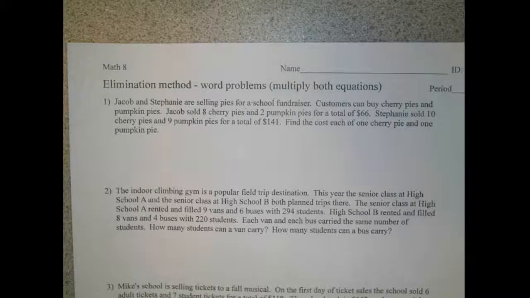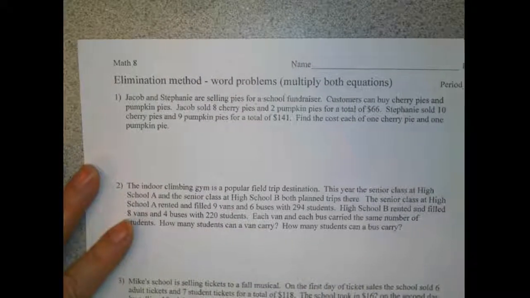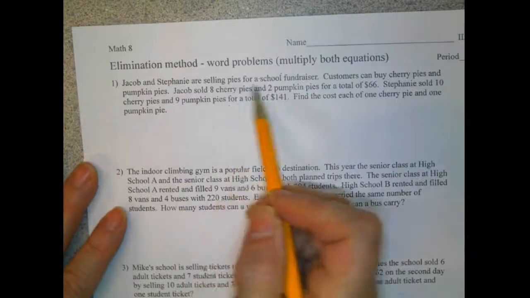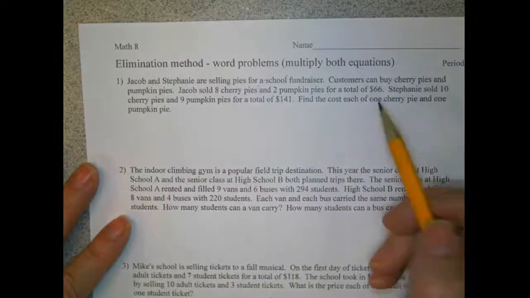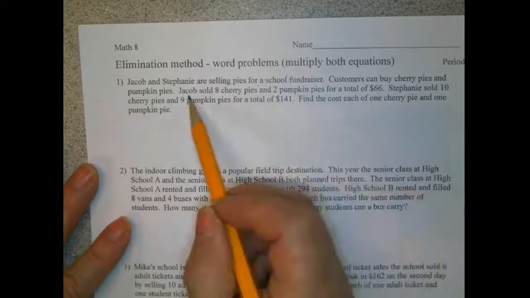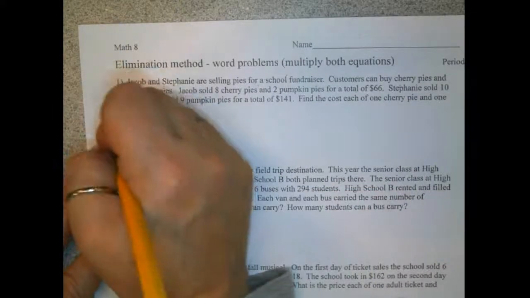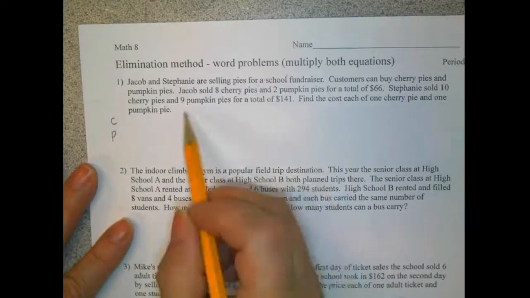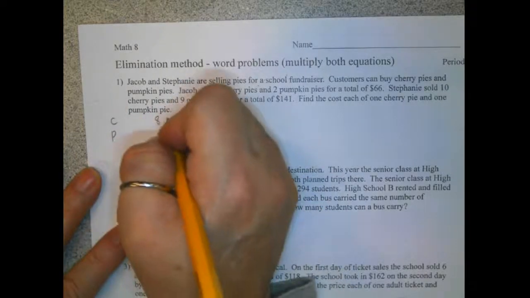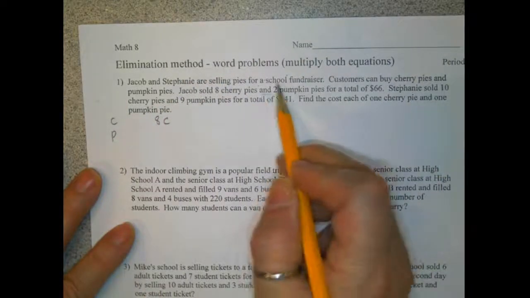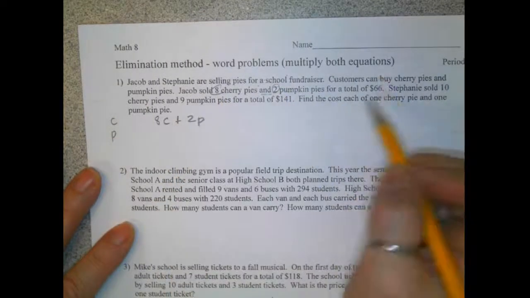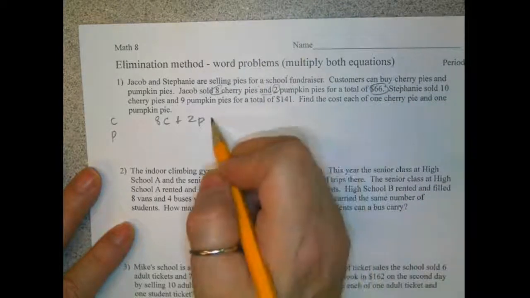All right, so let's go ahead and look at this. Number 1. Jacob and Stephanie are selling pies for a school fundraiser. So we're talking about pies now. Customers can buy a cherry pie and a pumpkin pie. Okay, so let's say C for cherry and P for pumpkin. Jacob sold 8 cherry pies, so let's say 8 cherry and 2 pumpkins for a total of $66.